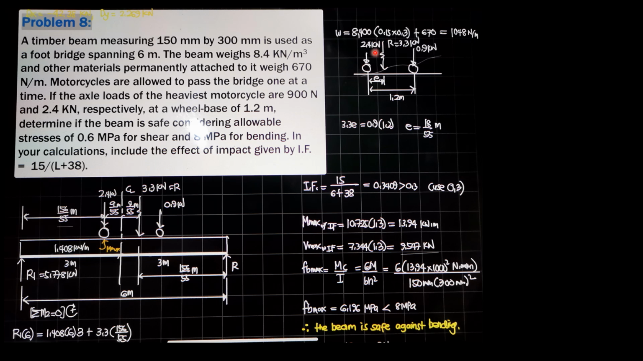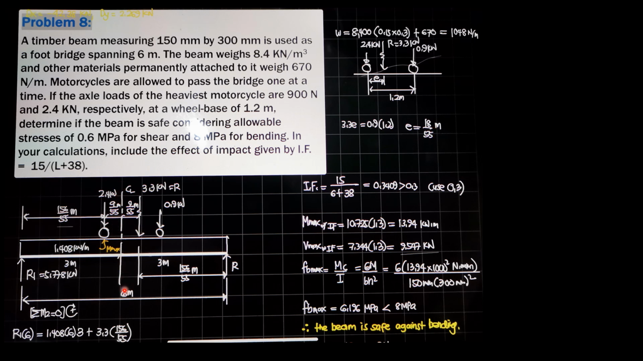R is 2.4 plus 0.9 kilonewtons, so 3.3 kilonewtons. By Varignon's theorem, the moment about this point is the sum of moments of the components. So for the moment of the resultant, 3.3 times E clockwise equals 2.4 times 0, not shown, plus 0.9 times 1.2. So E is 18 over 55 meters. Therefore, half of that is 9 over 55 as shown here.